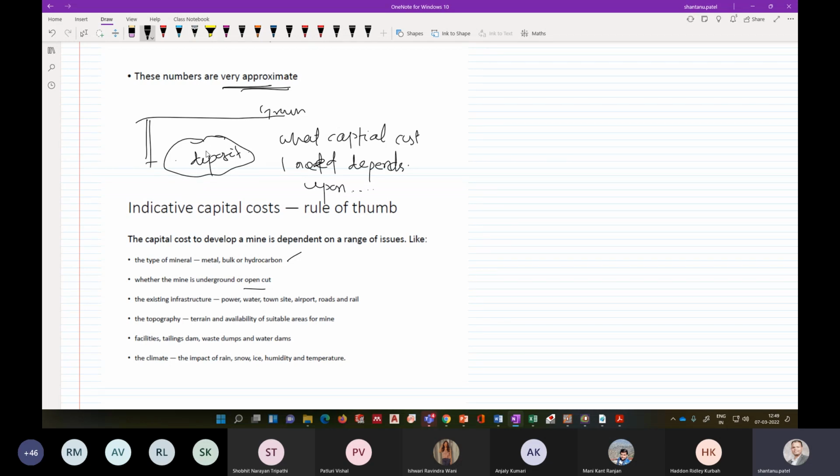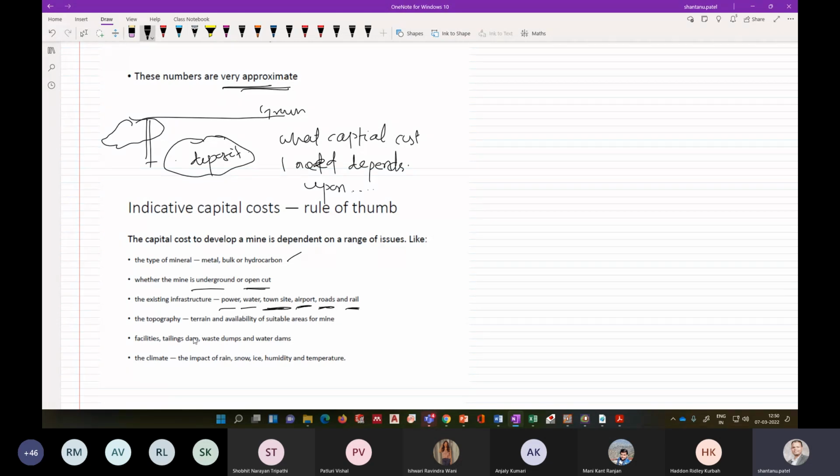So for per ton cost, this capital cost will depend upon the type of mine, whether it is underground or open cut. The existing infrastructure: near that mine, is there some kind of development, and you are opening it as a second mine because you have an existing mine here? So what is the power supply? What is the water supply? Is there some kind of town site? Is there some airport, roads, rail? If these things are there or not, it depends on that.